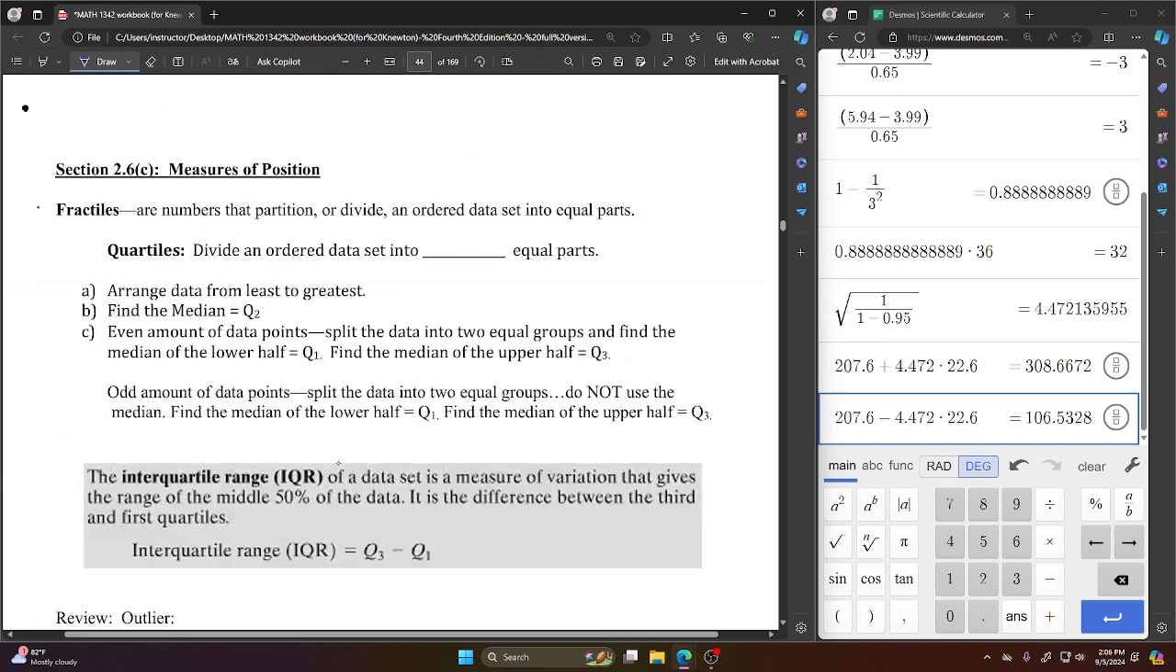Okay. So quartiles. The key word here is quart. What does that mean in Mathyland? 4. Yeah, 4 equal parts. So quartiles are quarters. 4 equal parts.